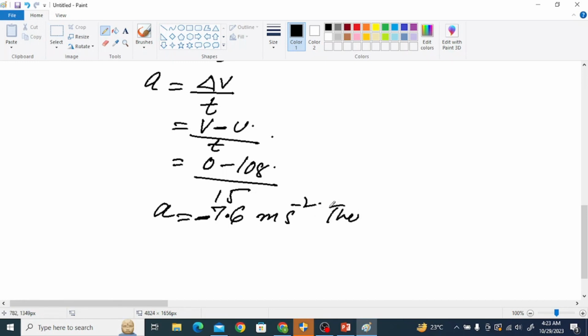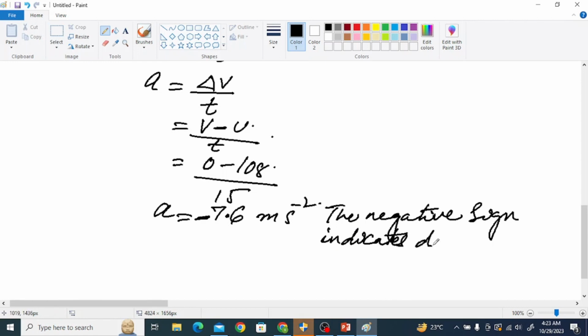So remember, whenever you are getting the answer of acceleration a with a minus sign, this minus sign, that is the negative sign, indicates deceleration or retardation.